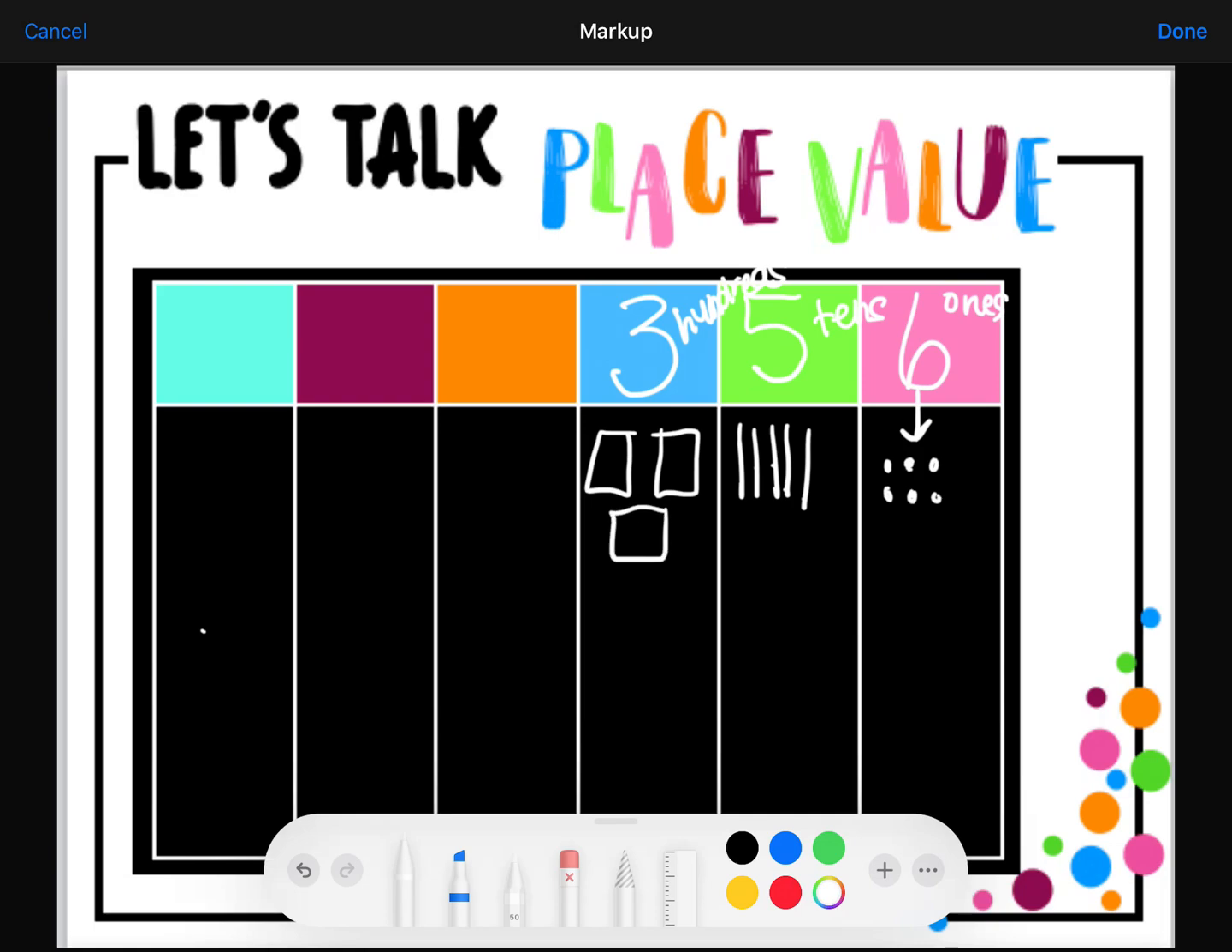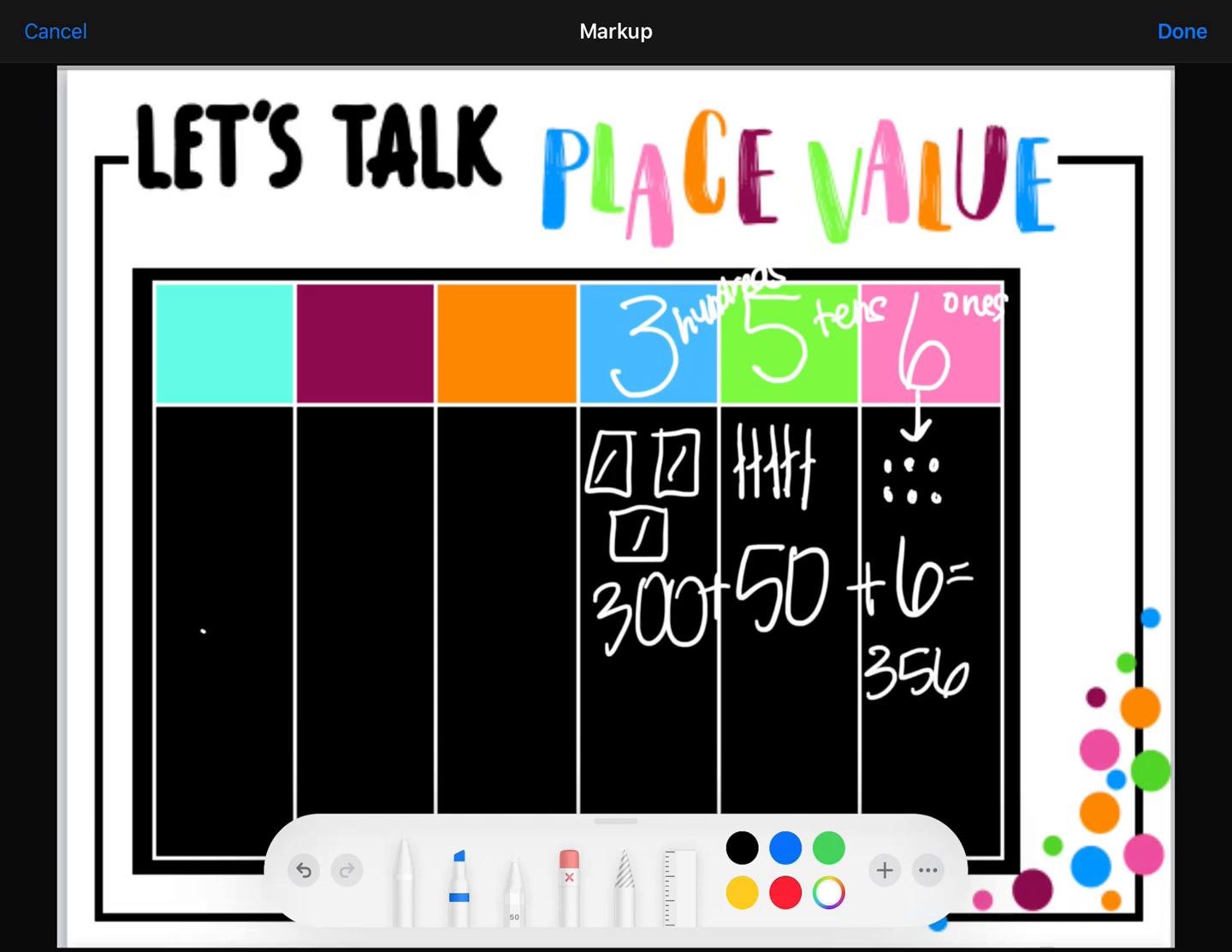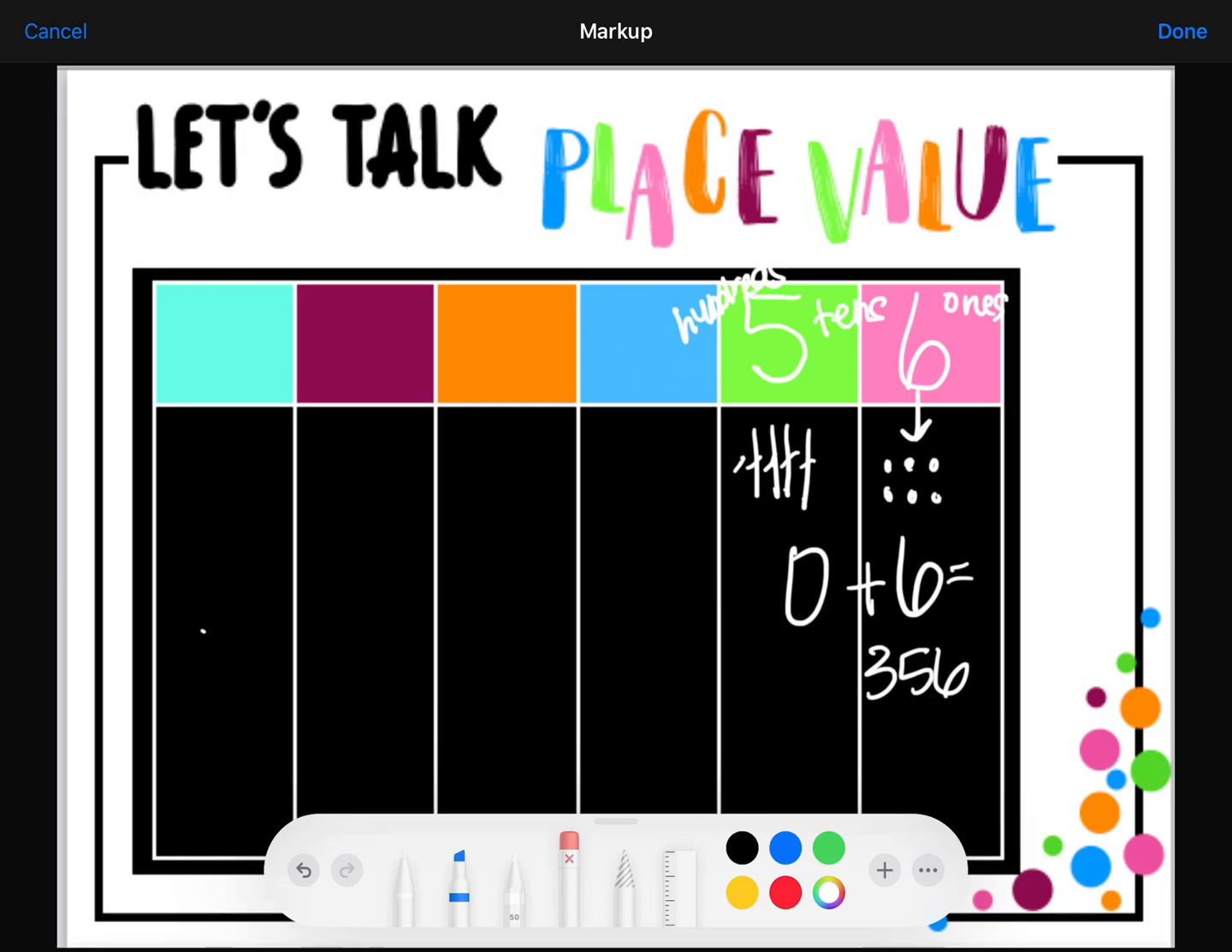So this 6 is worth 6. If I bring this 5 down, I'm counting by tens. So 10, 20, 30, 40, 50. It's worth 50. And this one's in the hundreds, so I'm going to count by hundreds. 100, 200, 300. So 300 plus 50 plus 6 equals 356.